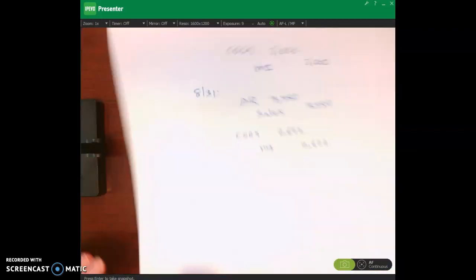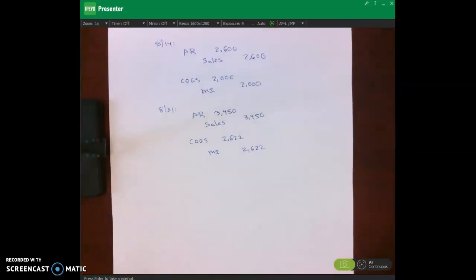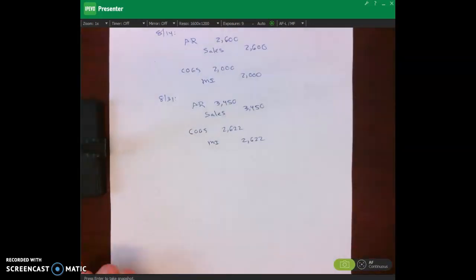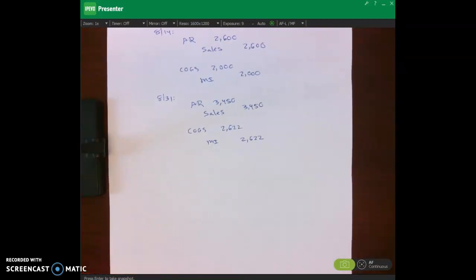So now let's take a look at those journal entries. So we debit on the 14th, debit accounts receivable for $2,600. And then we credit sales, $2,600. Debit cost of goods sold, $2,000, where I get $2,000 straight from here. Credit merchandise inventory, $2,000. On the 31st, debit accounts receivable, $3,450. Credit sales, $3,450. And then on the 31st, debit cost of goods sold, $2,622. Credit merchandise inventory, $2,622. All right. So hopefully you got this right.